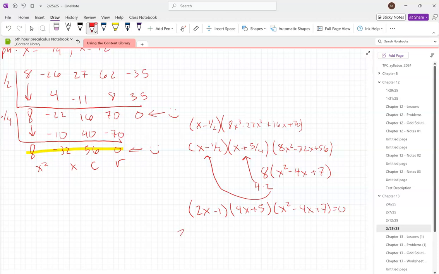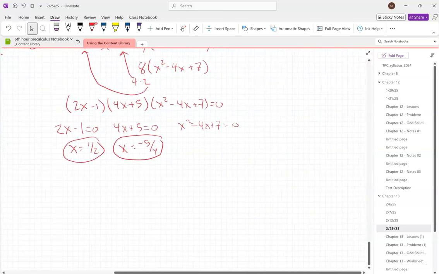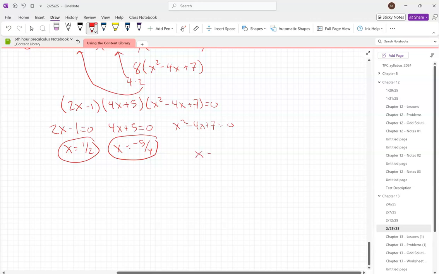Okay, so we can set these things now all equal to 0. So again, we get 1/2. That's great. We get negative 5/4. Yep, we knew that. x squared minus 4x plus 7. That's not factorable, right? Because there's not two numbers that multiply to give us 7 and add to give us negative 4. What are we going to have to do instead? Quadratic formula, yes.